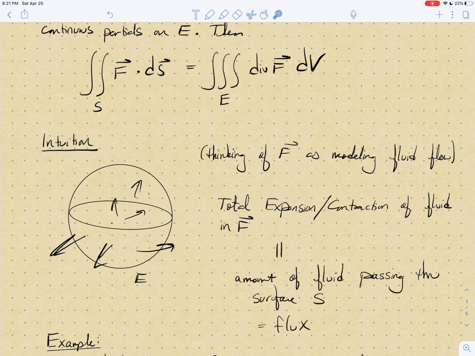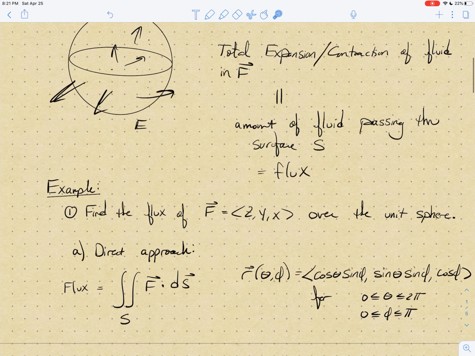Let's just dive in and do an example, and we'll go from there. I wanted to look at an example with you. We're going to at least look down the path of doing this through the direct approach. We want to find the flux, or the surface integral, of this vector field F over the unit sphere.